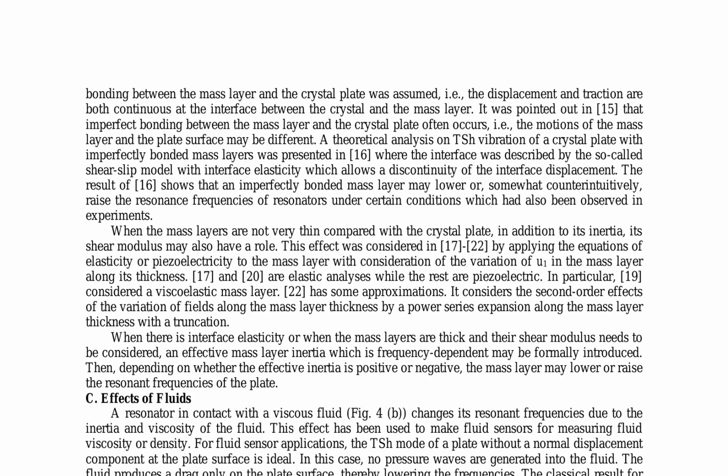The resonant frequencies of a crystal plate are influenced by various factors, including the bonding between the mass layer and the plate. Imperfections in this bonding can either decrease or increase the resonant frequencies, depending on the specific conditions. When the mass layer is not extremely thin, its shear modulus also plays a significant role. Furthermore, fluids in contact with the plate can reduce the resonant frequencies, making this phenomenon useful for fluid sensors.